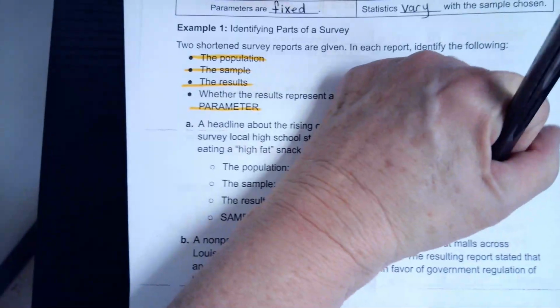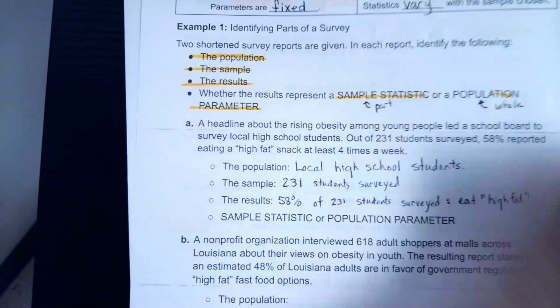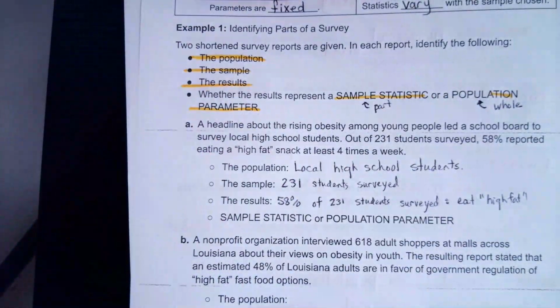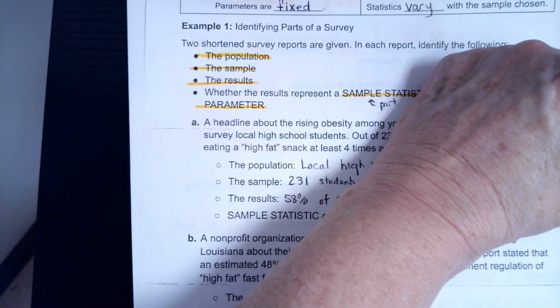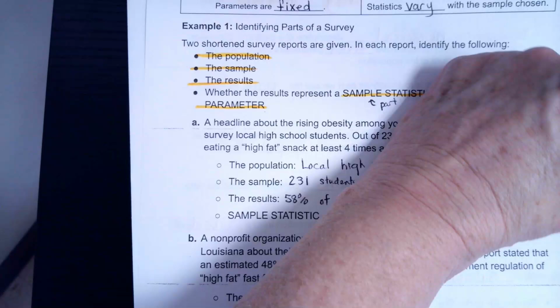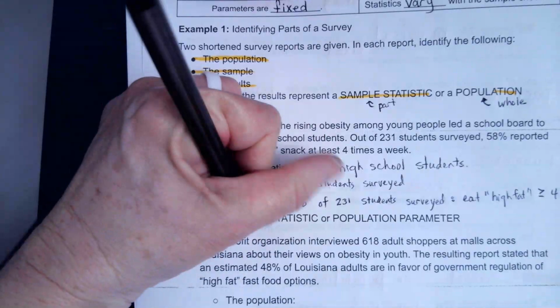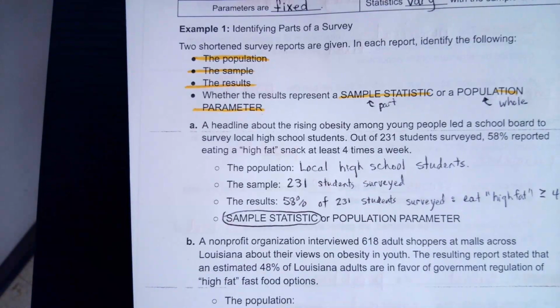Okay, eat high fat, and was it at least 4 times a week? So what does at least mean? Greater than or equal to. Greater than or equal to 4 times a week. Was that a sample statistic or a population parameter? Sample statistic. Okay. Let's look at the next example.